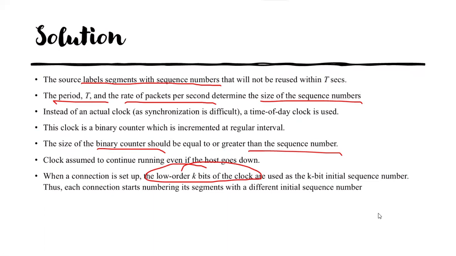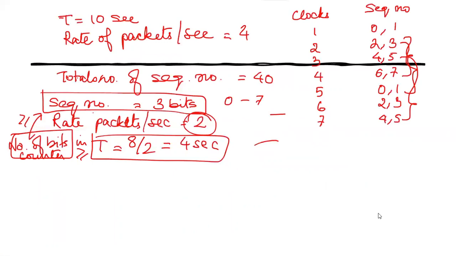In the example, I have not used the lower order bits. I have started the clock tick from 1. If I had used 0, let me just go back here. So here I had used, let me use 0, 1. Let me just drop this and use 0, 1. So this is 0, this is 1, 2, 3, 4, 5, 6, 7, and so on. So I'm starting from 0.